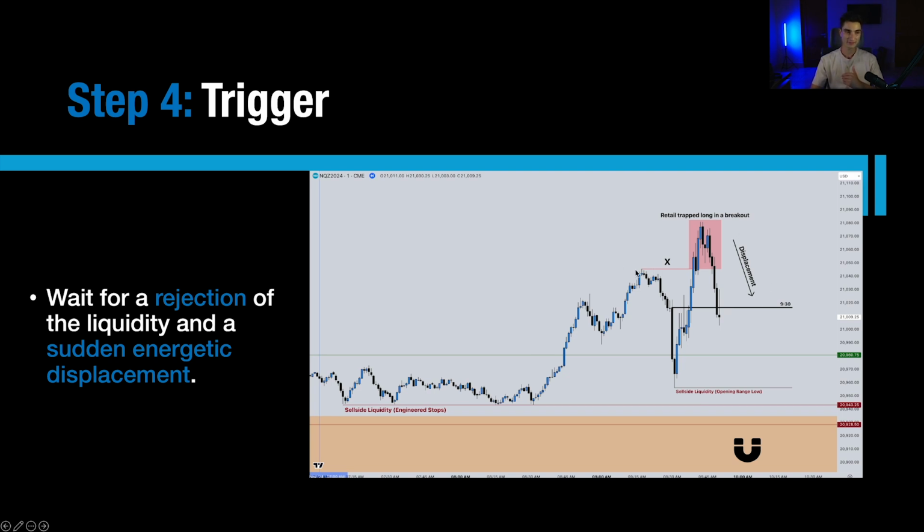What I see this as, above this high, is retail trapped long in a breakout, because they're chasing the run higher at 9:30 when there's all these equal lows down here. So they take it higher, they hold it above that high, that traps retail long. And then what you're waiting for is, you're not chasing this run higher. You're going to wait for it to displace away and reject this high.